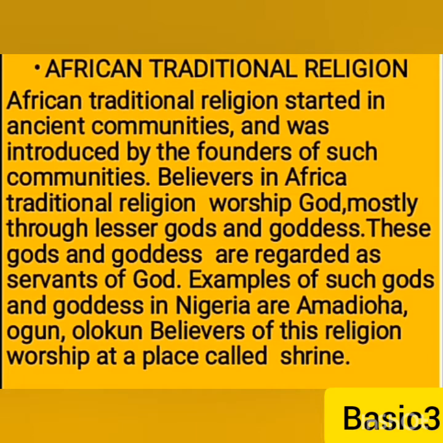And the believers of this religion worship at a place called a shrine. And this shrine is headed by a chief priest. And the priest tells the worshippers what to do and which days to worship. And they make use of some materials like kola nuts, palm oil, gold, native chalk, and pieces of white cloth to serve their gods and goddesses.